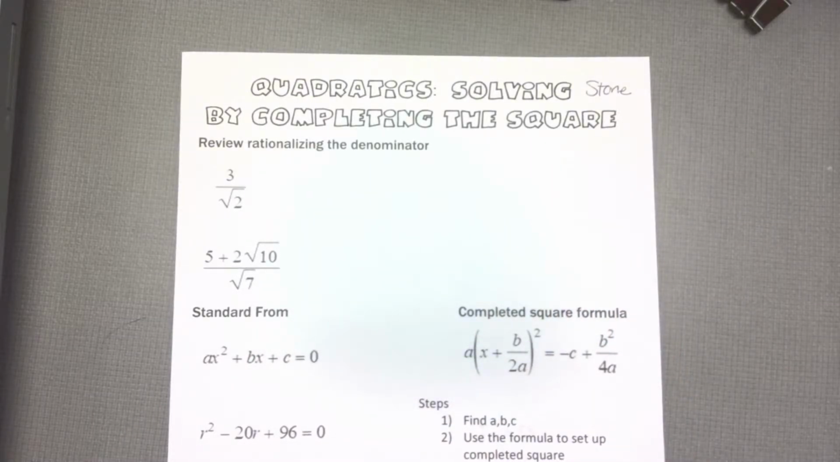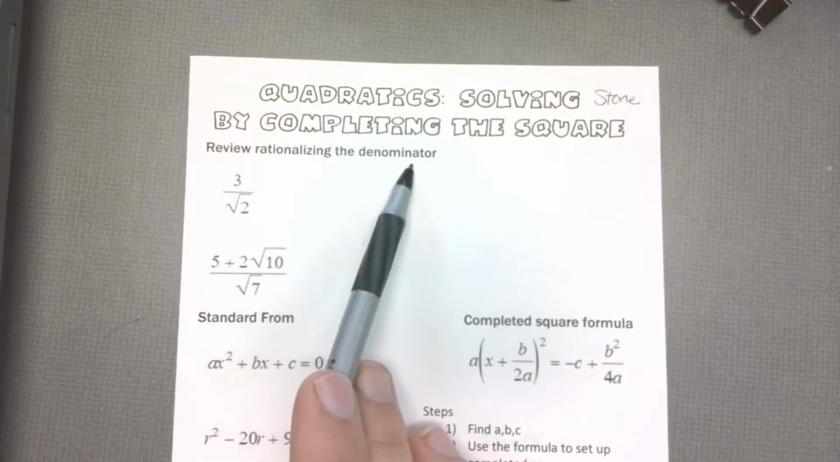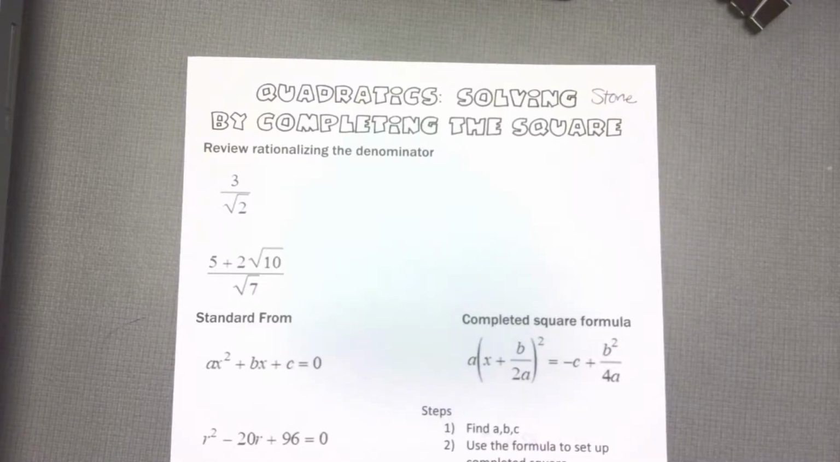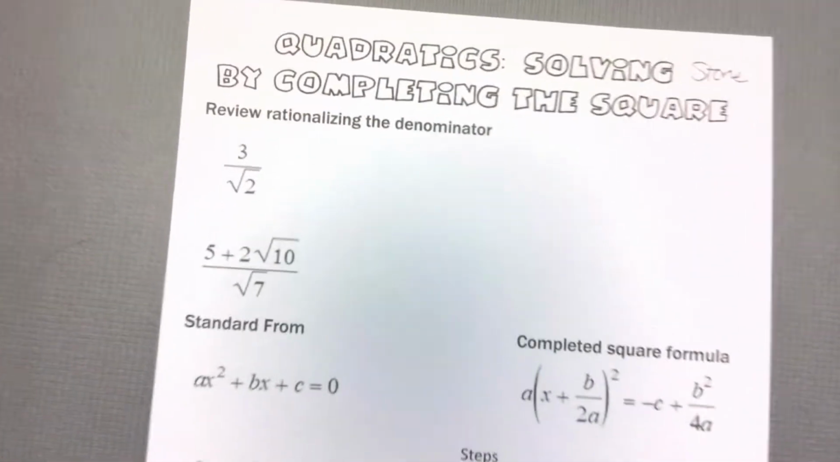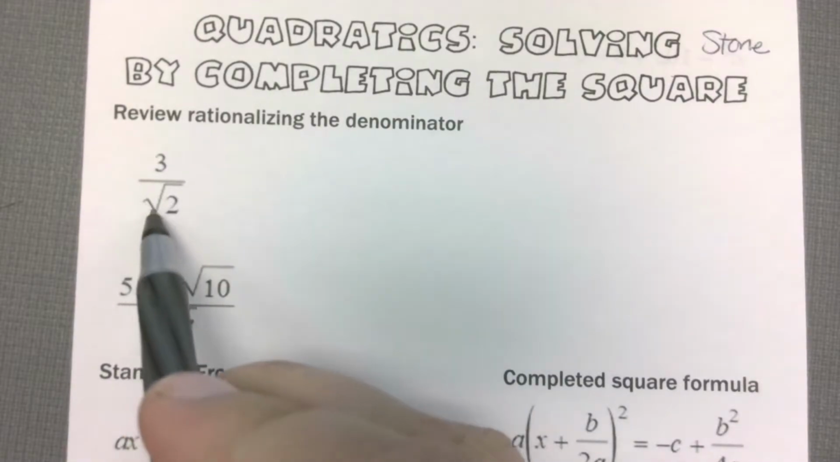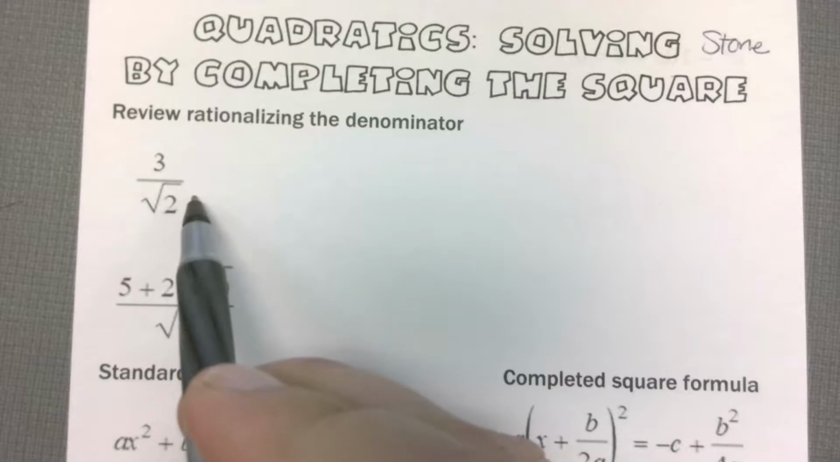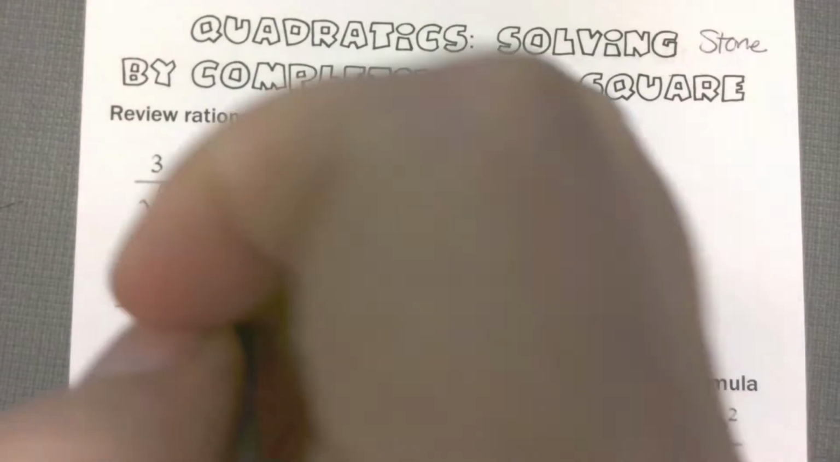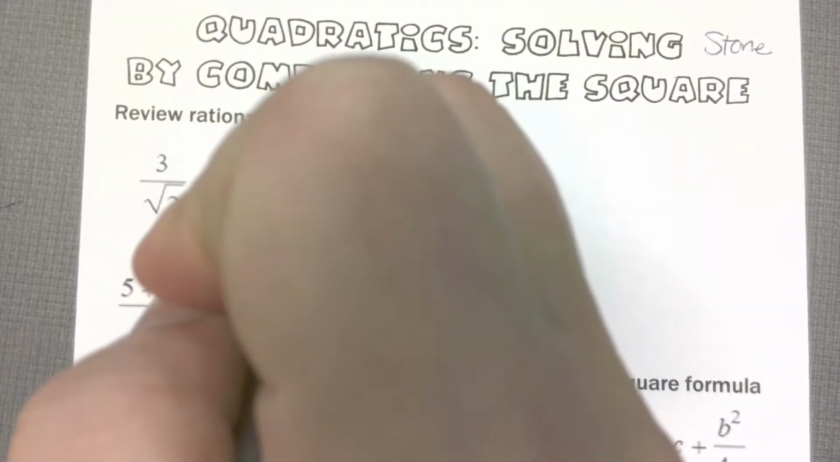Then we're going to break down how to do all of these different processes. So the first thing we're going to do is review rationalizing the denominator. Now, I don't know if you guys remember this. You should have learned this in Algebra 1. So basically the rule is you're not allowed to have a square root or any other kind of root in the denominator. To get rid of it, we just multiply.